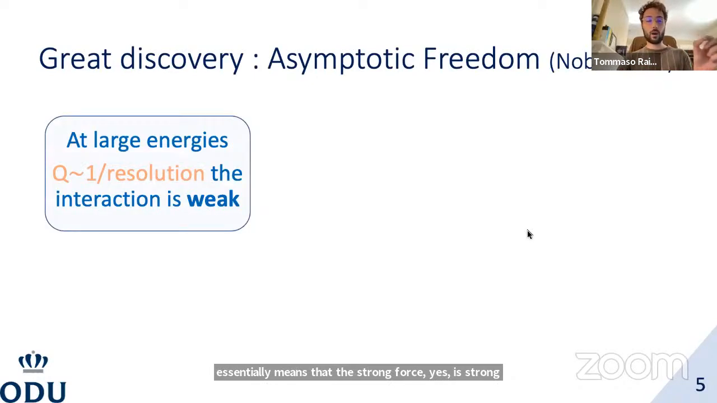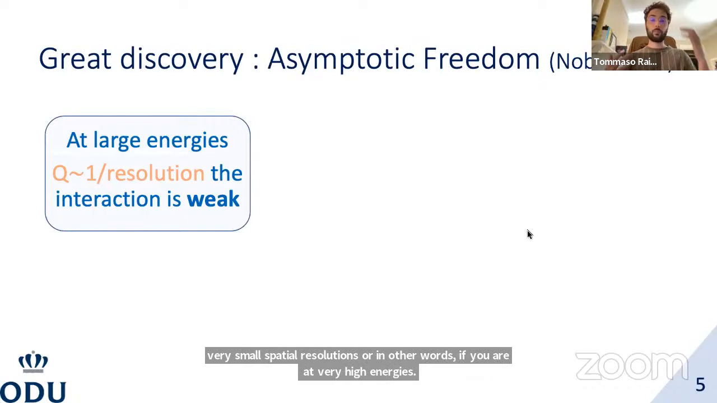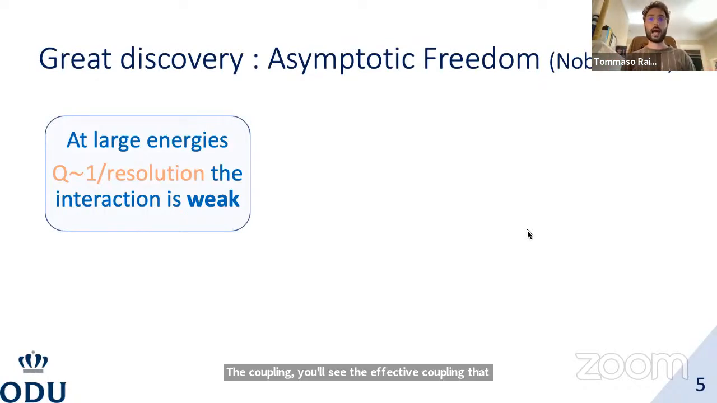Now, there was a great discovery in the past, by Gross, Wilczek, and, I forgot the last one, I'm sorry, but in 2004 they were awarded the Nobel Prize. This is the so-called asymptotic freedom, which essentially means that the strong force, yes, it's strong, but if you look close enough, so at very small spatial resolutions, or in other words, at very high energies, the effective coupling that these quarks, antiquarks, and gluons feel is actually much smaller than 1, and it actually goes to 0 the higher the energy. So if you have, let's say, 2 quarks together, if you put them close enough, they will feel very little strong force. But if you try to pull them apart, that's where the coupling becomes strong, and it's really very hard to pull them apart.